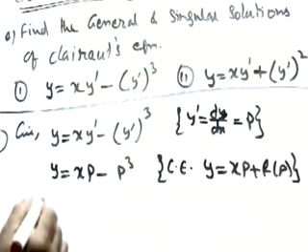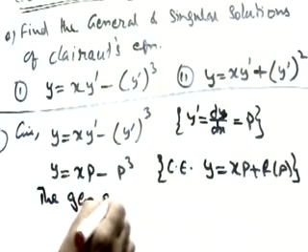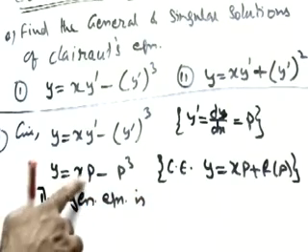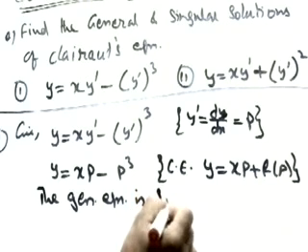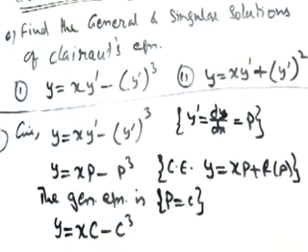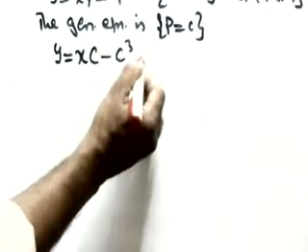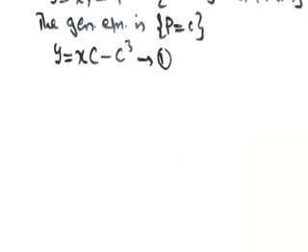So the general solution we get just by substituting p equals c. The general equation is, in place of p, you write c. This is the general equation: y equals x into c minus c cube. Just substituting p equals c, we get the general equation. Now I got the general equation. Let me suppose this one is equation 1.